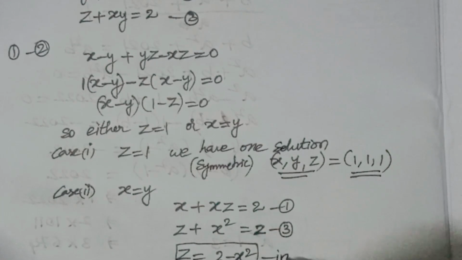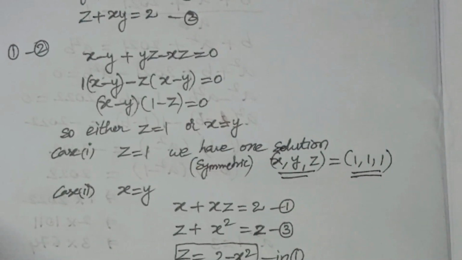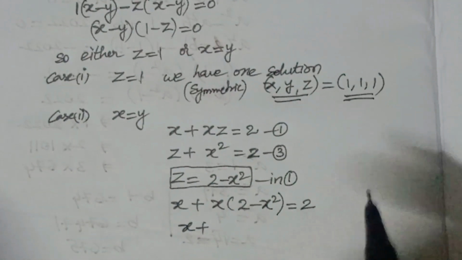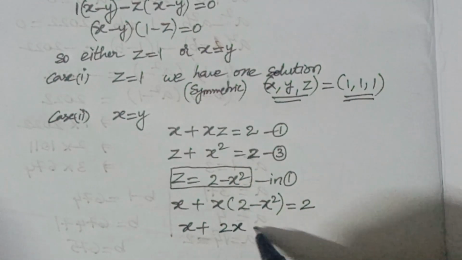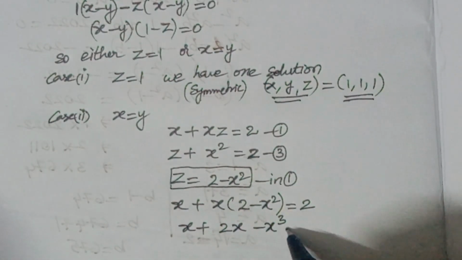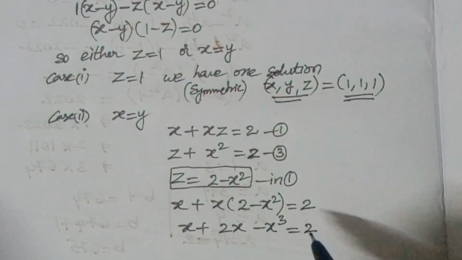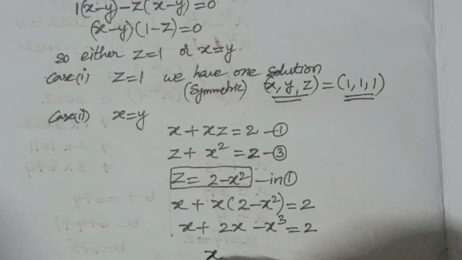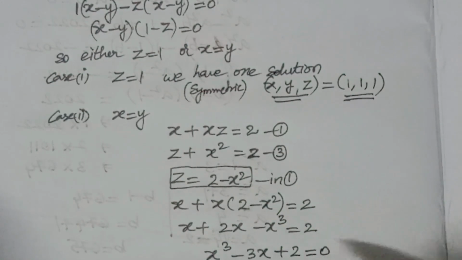I am substituting this value in the first one. So here we get x plus x into (2 minus x square) is equal to 2. So x plus 2x minus x cube is equal to 2, so you can write it as x cube minus 3x plus 2 is equal to 0.